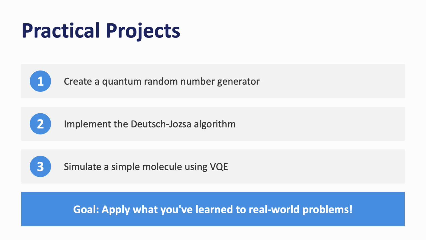You could even implement Shor's algorithm, which is the algorithm that could break modern encryption, or Grover's algorithm, which performs quantum searches. These are algorithms that make quantum computing valuable.